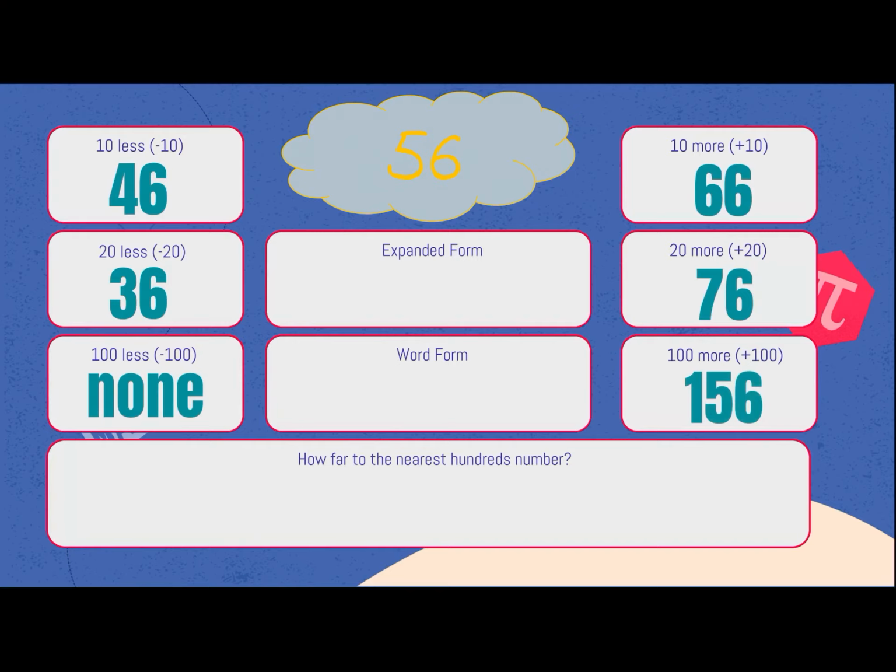We're going to jump up and do the middle, that expanded form. Our expanded form for 56 is going to be 50 plus 6. So I see my 5 tens for my 50 and my 6 ones for my 6. So 50 plus 6 is going to give us 56. That is that expanded form.